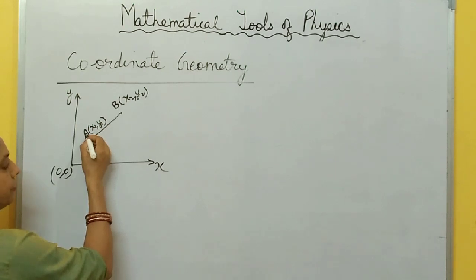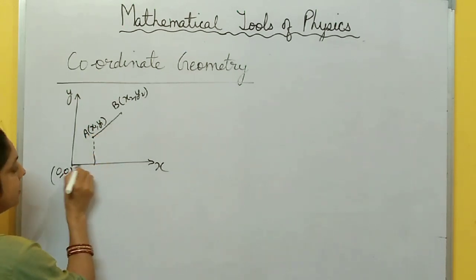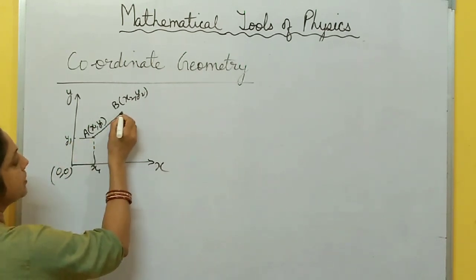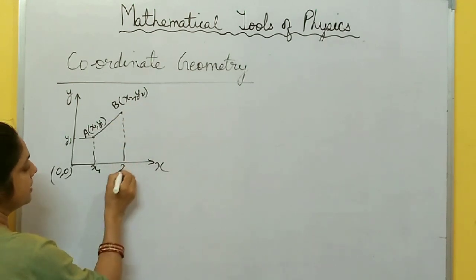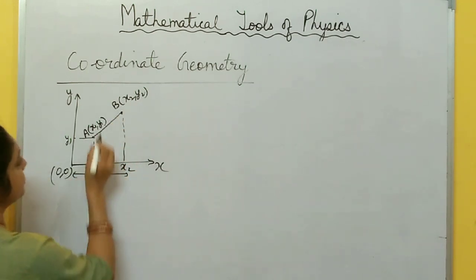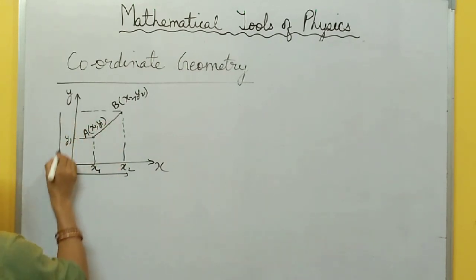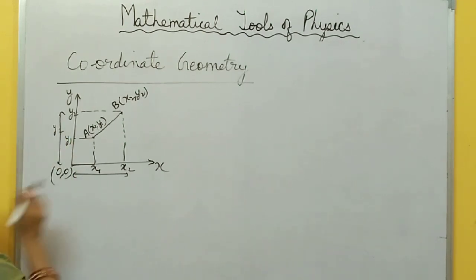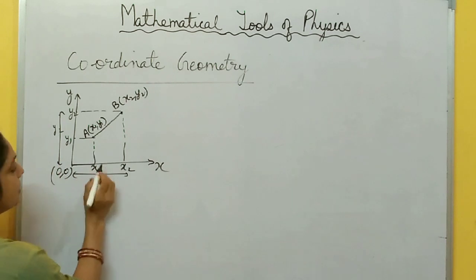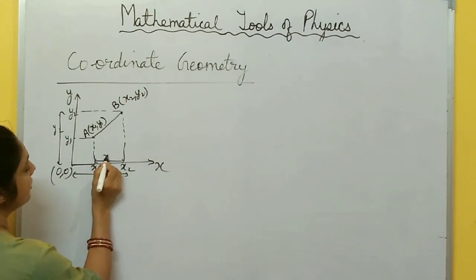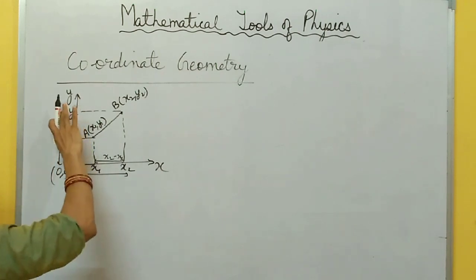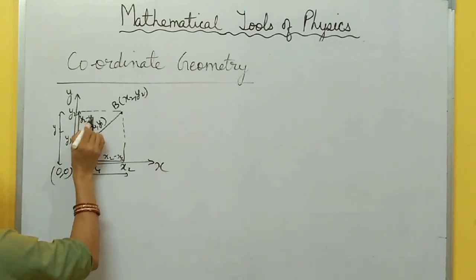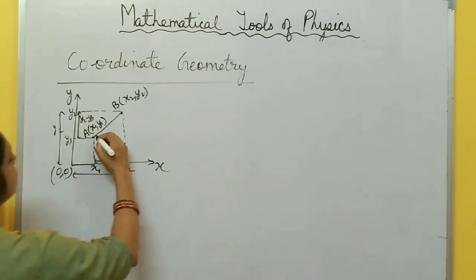The coordinates of A are x1, y1. It means this distance is x1 and this one is y1, right? Again, the coordinates of B are x2, y2. So this distance is x2, and if you draw this perpendicular, this is y2. Now, this total is x2, this one is x1. It means this distance is x2 minus x1. Again, total is y2, this one is y1, so this distance is y2 minus y1.